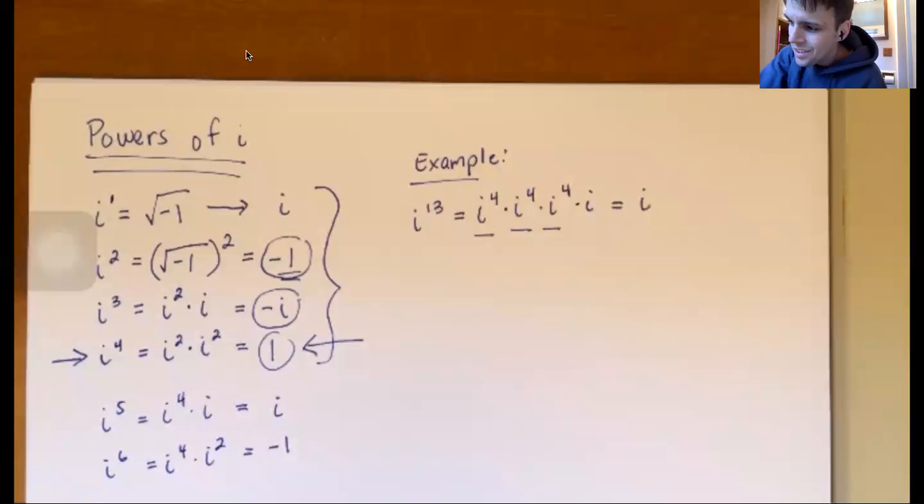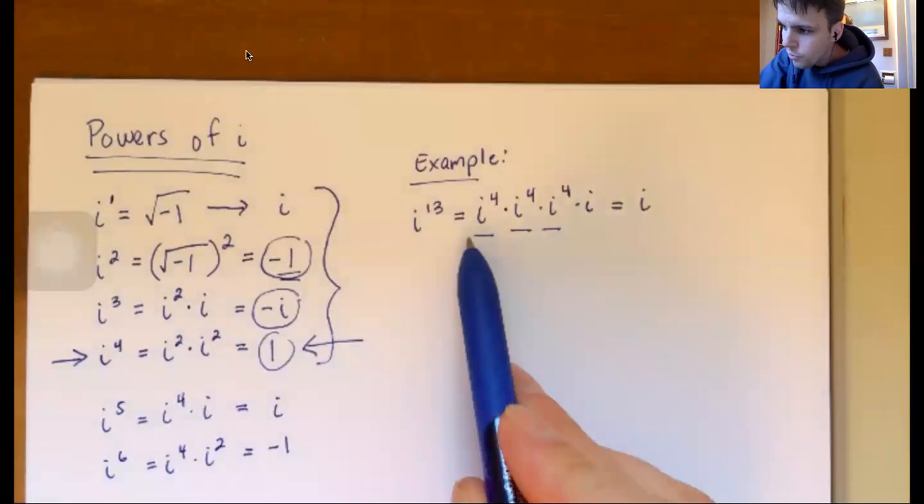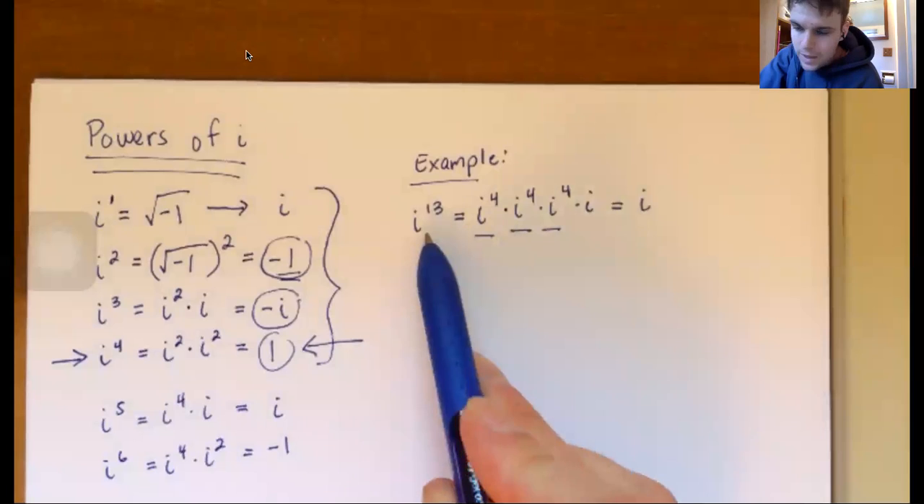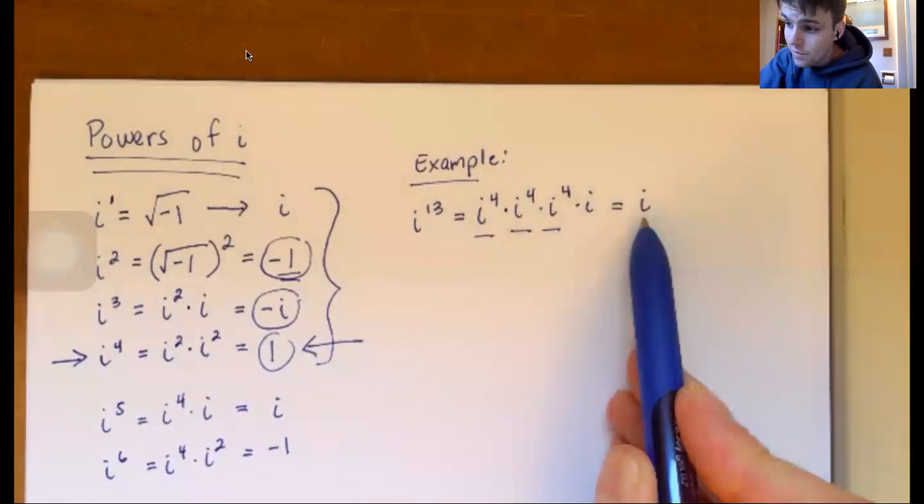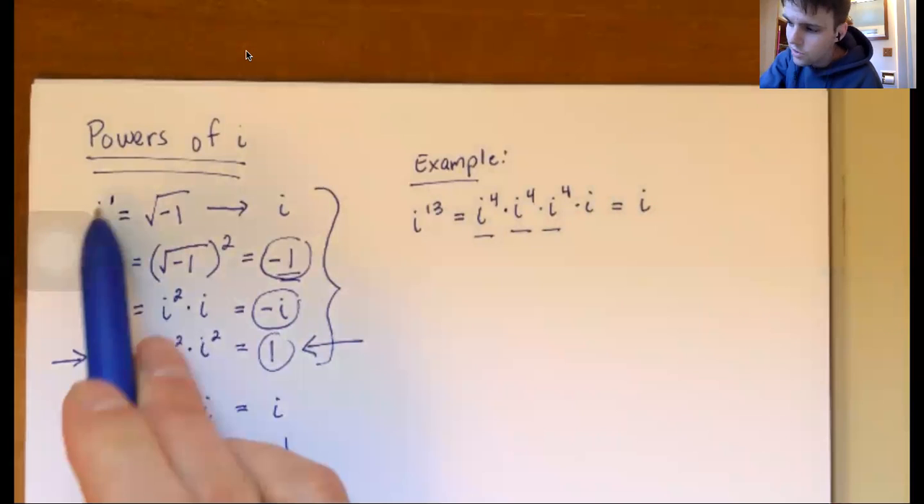And I'm always going to use this little trick. I'm always going to see how many 4s go into the number and then what's left over. In this case, there's only 1. So it has the same value as i to the first power, which is just i.